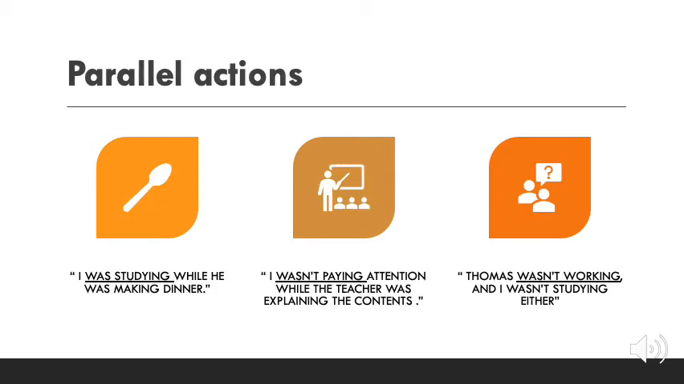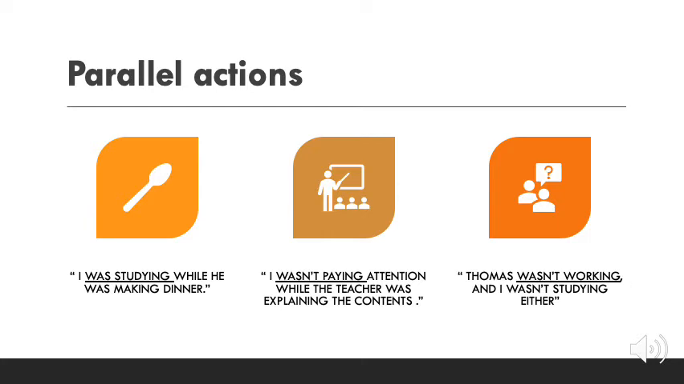Another use is parallel actions, when you have two actions happening at the same time. For those two actions, we're going to use the past continuous. So, example number one, I was studying while he was making dinner. There we have two actions that were happening simultaneously. You were studying, and at the same time, someone else was making dinner. Example number two, I wasn't paying attention while the teacher was explaining the contents. So the teacher was doing something while you were doing something else.